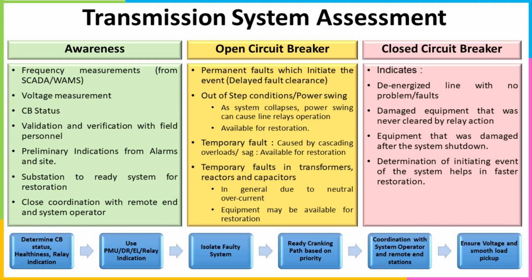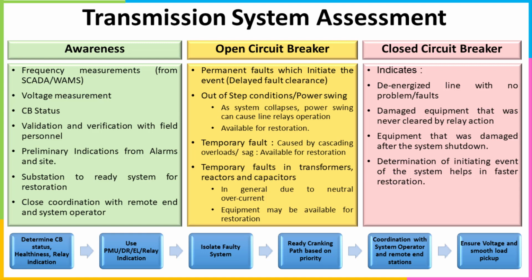There can be temporary faults also. How can it happen? Okay, there is an event, some major event has happened due to which the nearby system got overloaded, which has resulted in cascading. Due to the thermal overload, there can be a sag in the conductor, which can result in a fault in the system, a temporary fault kind of scenario.